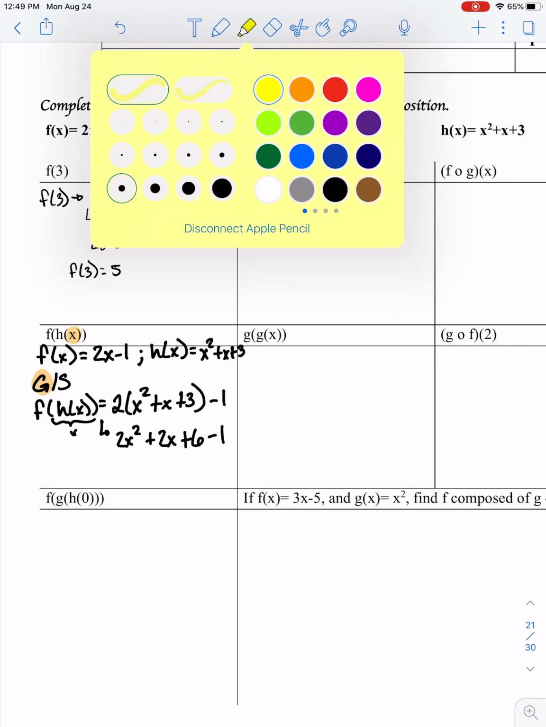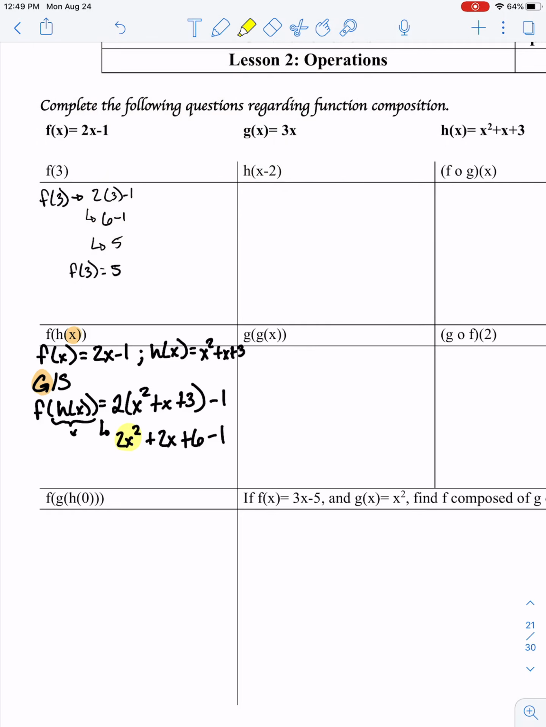From here, combine like terms if at all possible. I have an x squared term, a linear x term, I have a 6, and I also have this 1 at the end. So I can reduce it just a little bit more: 2x squared plus 2x plus 5.